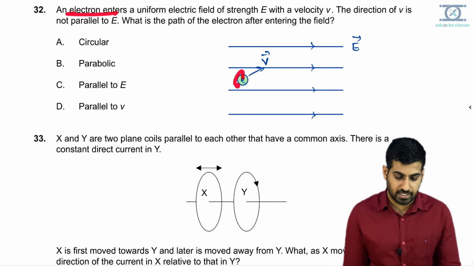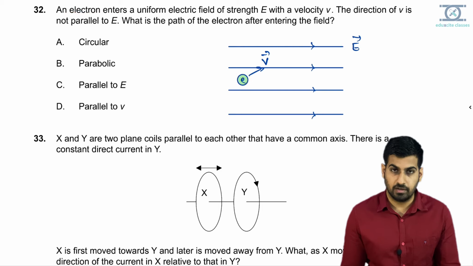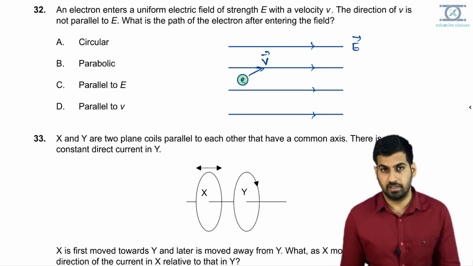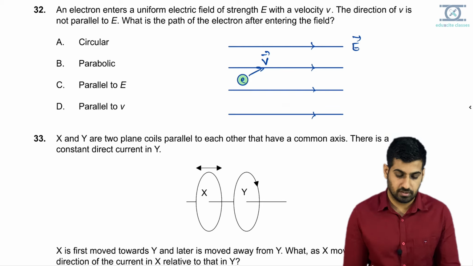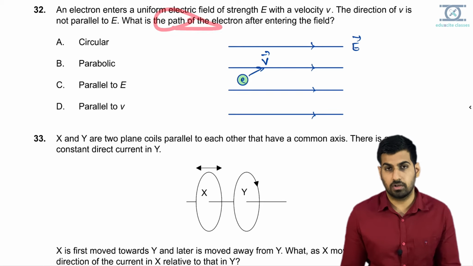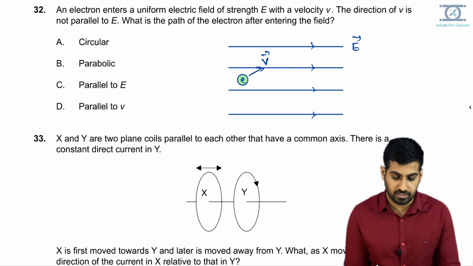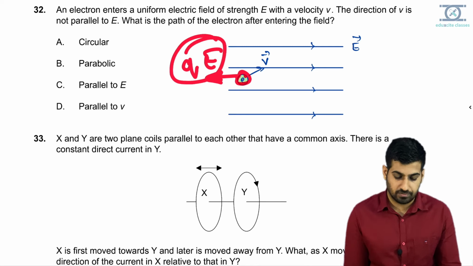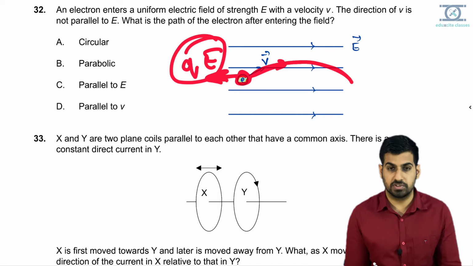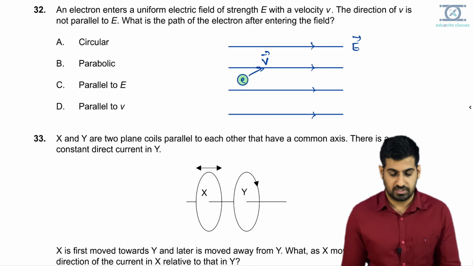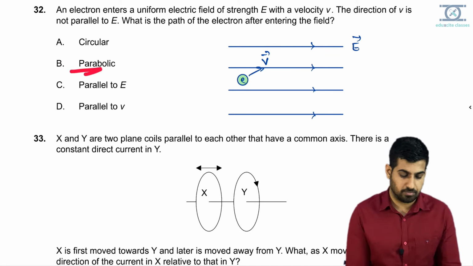Now question number 32. An electron enters a uniform electric field whose direction of velocity is not parallel with the electric field lines. What will be the path of the electron entering the field? We know that on an electron, force will act in the direction opposite to QE. So if the object is moving in this direction and force is in this direction, it will travel in a projectile motion, that is similar to a parabolic path.